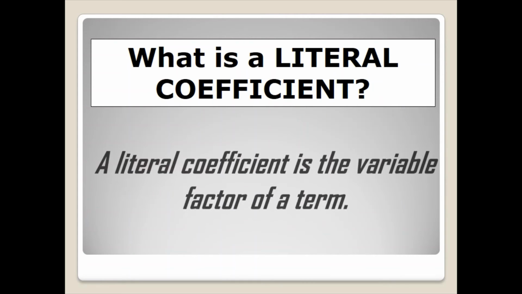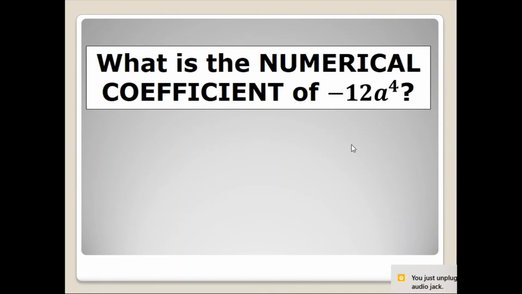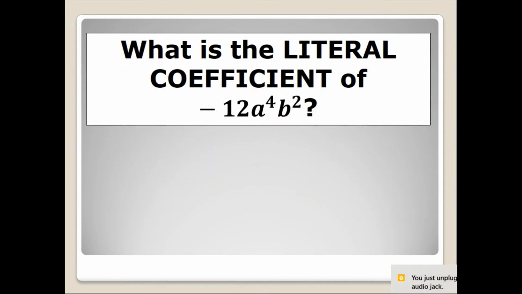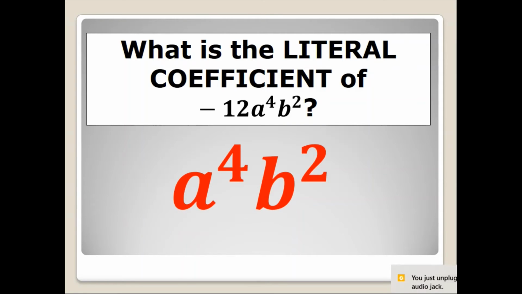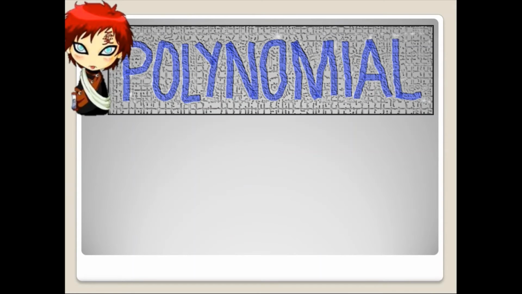Okay, going back to our previous discussion, a numerical coefficient is the constant factor of a term, while the literal coefficient is the variable factor. What is the numerical coefficient of negative 12a raised to 4? Answer is negative 12. What is the literal coefficient of negative 12a raised to 4b squared? That is a raised to 4b squared. How many terms are there in 4x cubed minus 2x squared? There are 2 terms.